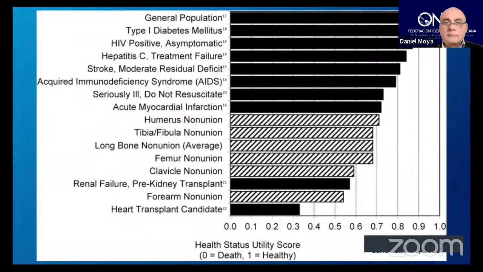Let's take a look at this study in which 1 corresponds to an optimal quality of life and 0 to being dead. We can see that the non-union of the humerus determines a worse quality of life than, for example, a patient with type 1 diabetes, or being HIV positive, having hepatitis C, or having suffered an acute myocardial infarction. We must take an exact dimension of what our patients who live with a pseudoarthrosis suffer.